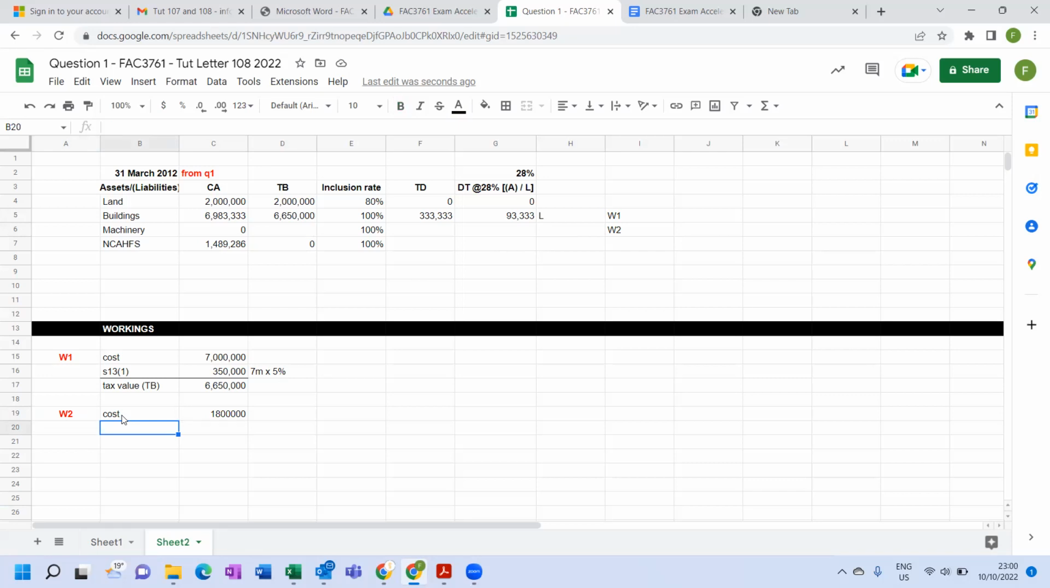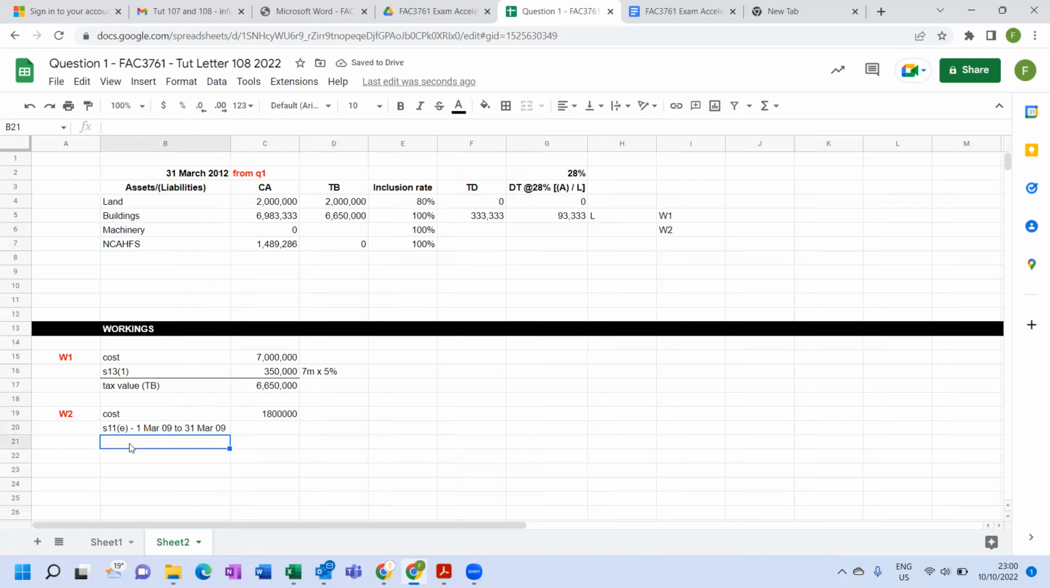Okay, so section 11E. I'm going to put the date, which is 1 March 09 to 31 March 09. I'm going to work in financial periods. Then we go again: section 11E, 1 April 09 to 31 March 2011. Then we're going to go again.